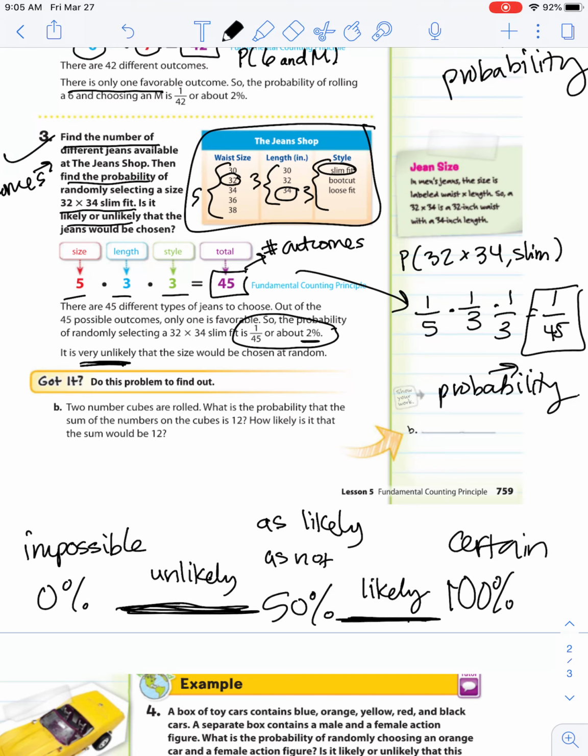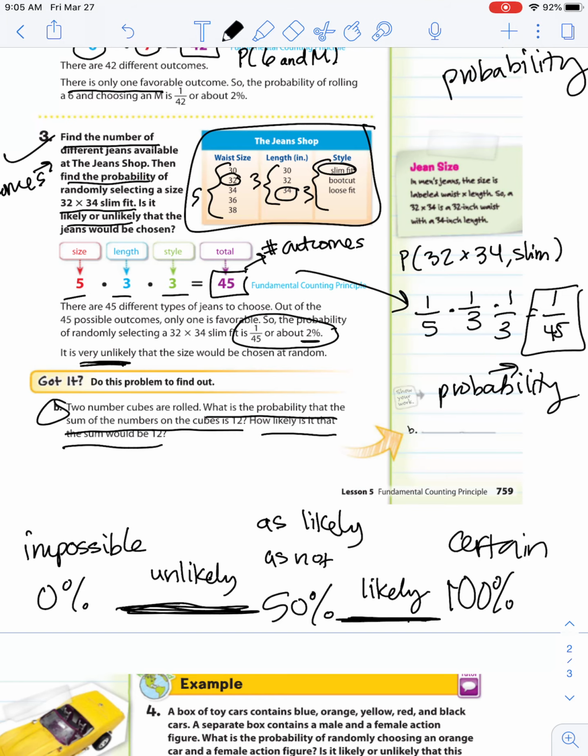Okay, so let's go to B for the got it. So this says that 2 numbered cubes are rolled. What is the probability that the sum of the 2 numbers on the cubes is 12? How likely is it that the sum would be 12?